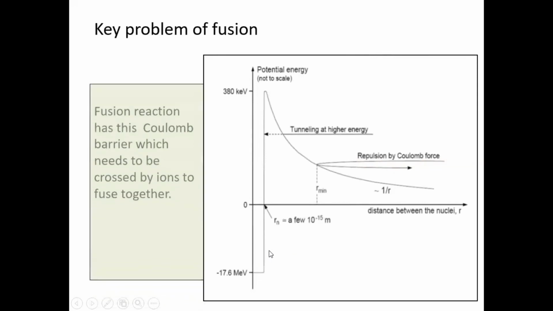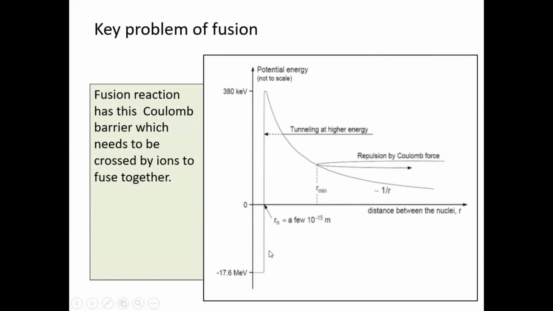So if we look at the key problems in fusion, we come to know that the Coulomb barrier is one which needs to be crossed by the ions to get fused together. So either it should have energy large enough to cross the barrier, or it should have the capability of tunneling through the high potential. So high kinetic energies are needed, and high kinetic energy means high temperatures are needed for the fusion to happen.